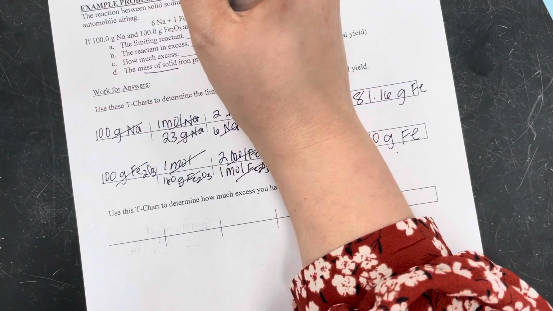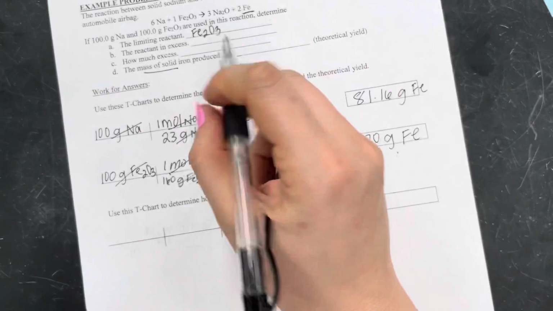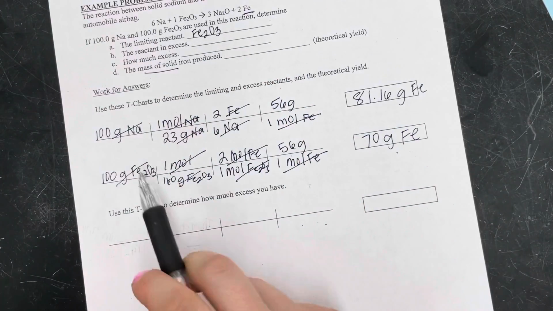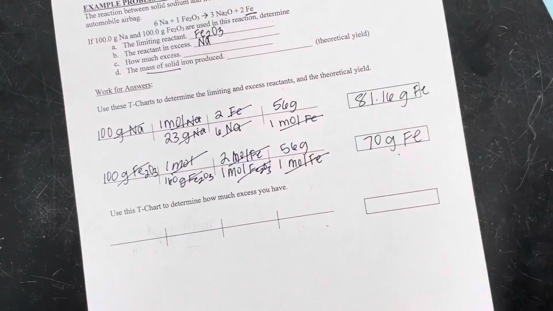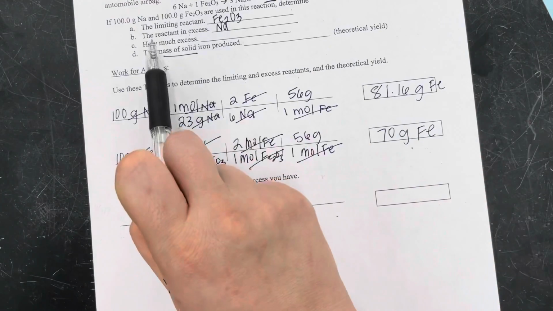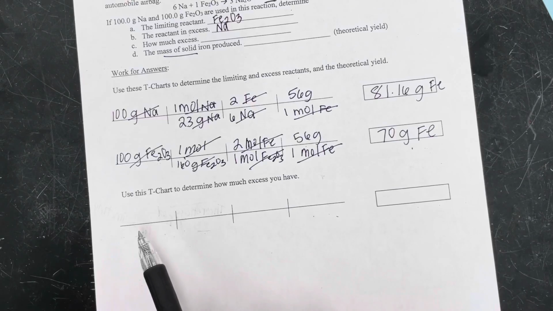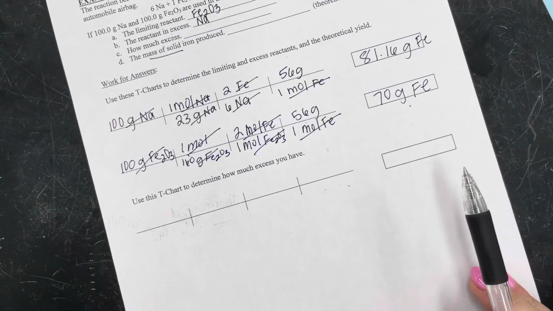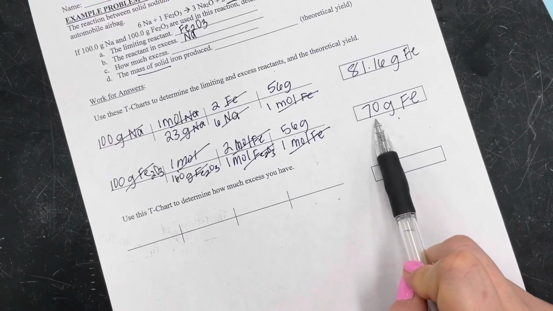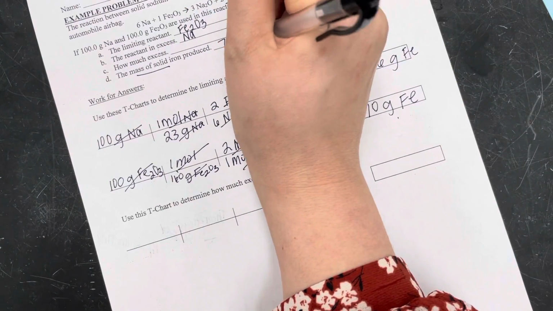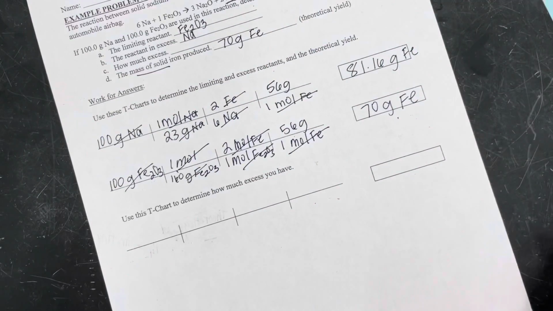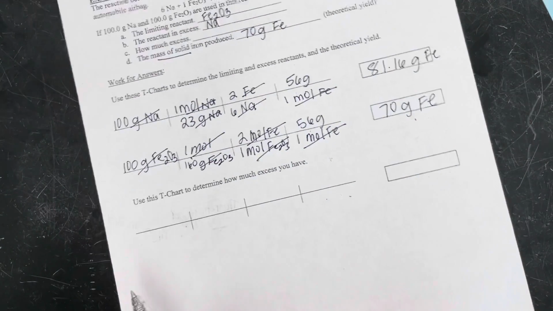So Fe2O3, we are going to run out of that one before we run out of sodium. So that means our sodium is in excess. How much in excess? We also got our theoretical yield, which is 70 grams, because that's how much our limiting reactant is going to make. So now we have to determine the excess.